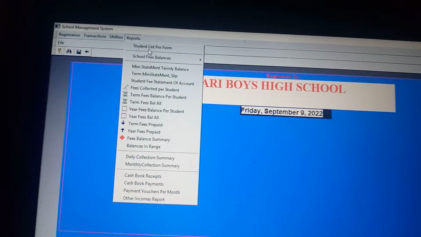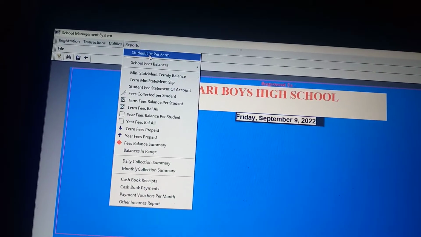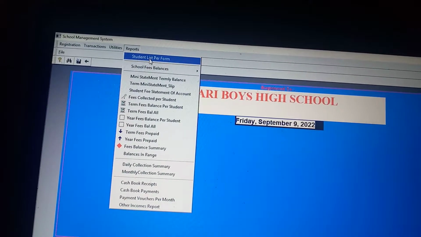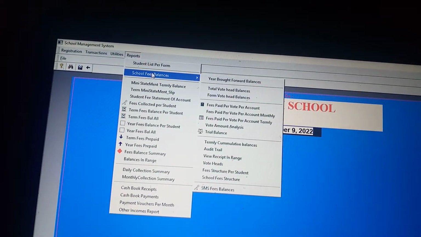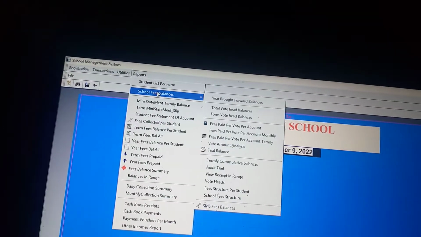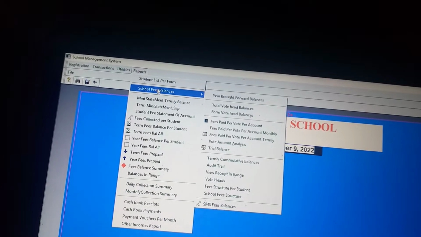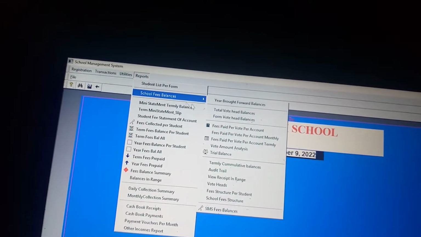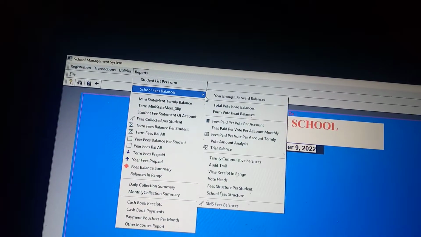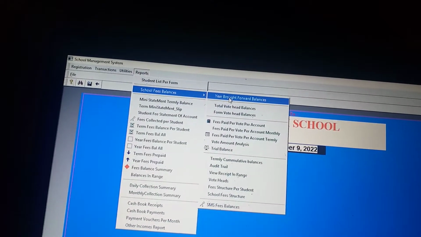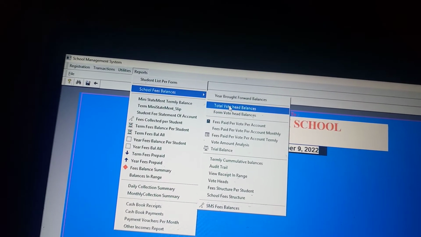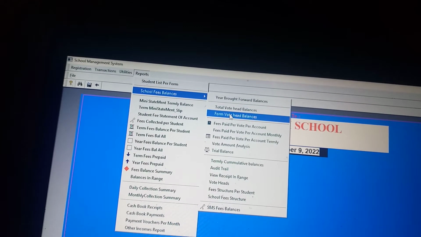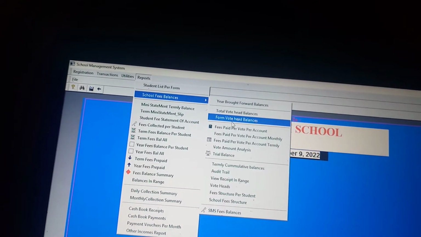Now this is where most teachers have interest on the reports. We can have a report, students list per form. You are able to get the student list, or what you would call the class list. We have school fees balances. Let us first of all go this direction, and you are able to see all the year brought forward balances. You are able to see the total vote head balance. You can see form vote head balance.